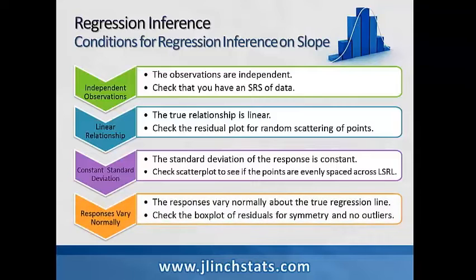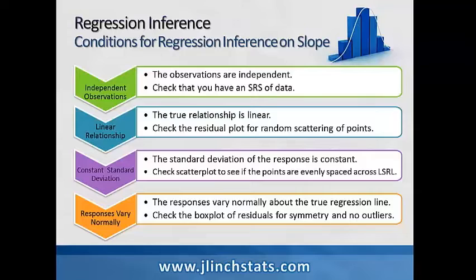And finally, responses vary normally. The responses need to vary normally about the true regression line. And to check to see if the responses vary normally, we're going to take a look at the box plot of our residual values. And when we graph the box plot, we want to take care and make sure that it's fairly symmetrical with no outliers. And if it is, there's no reason for us to doubt that the responses would vary normally about the true regression line. So once again, 4 conditions for inference: independent observations, linear relationship, constant standard deviation, and responses vary normally.